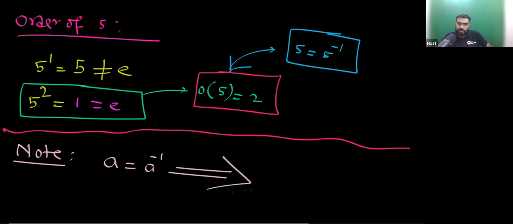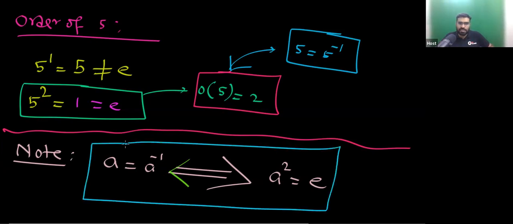That implies A square will be equal to E. And if A square is E, then A is A inverse. Okay, so this is both ways, right? Agree? Yes or no? This is both ways. This we have already seen. So the same thing is happening here.